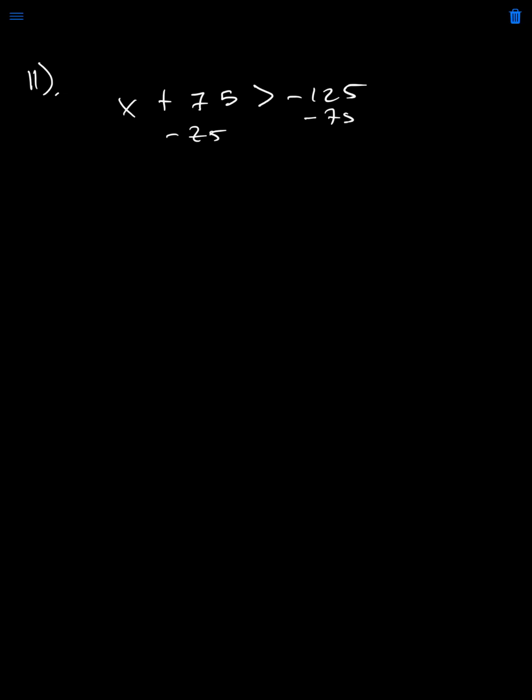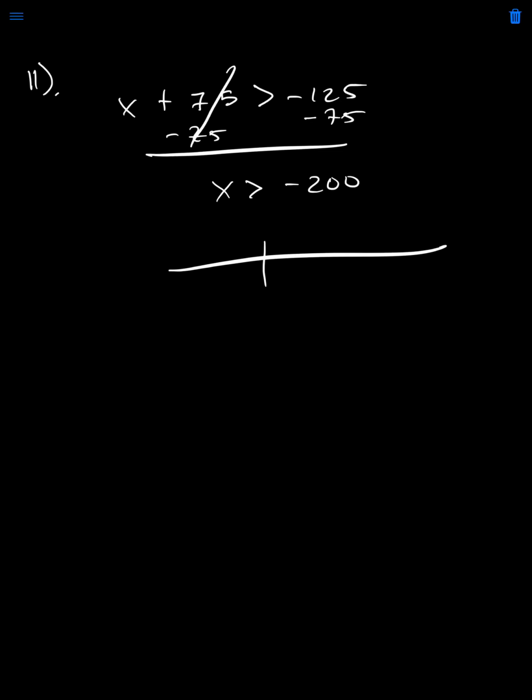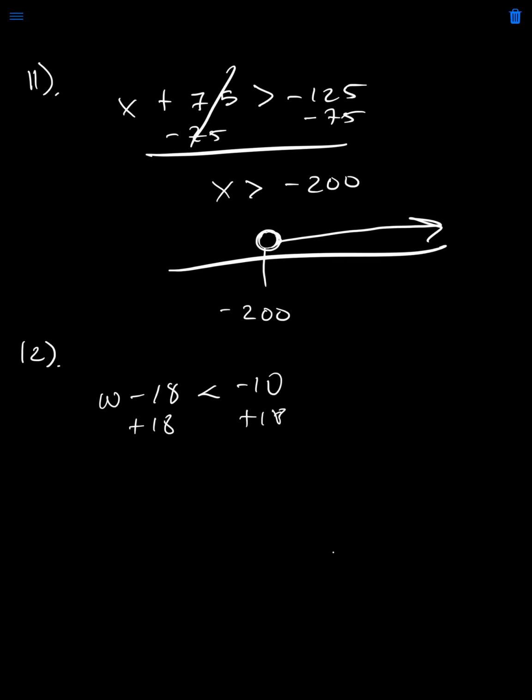Alright, number 11. You have to solve and then graph the inequality. So x plus 75 is greater than negative 125. I subtract 75 on both sides. x is greater than negative 200. So when I draw my graph, I'm going to be shading everything to the right. Oops, it's supposed to be an open circle. Caught me for a second. There we go. Open circle going to the right.